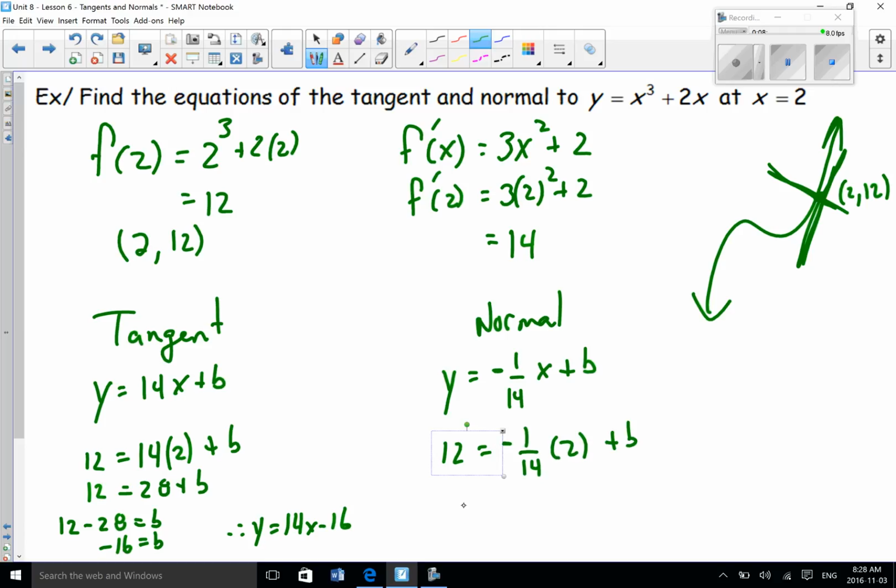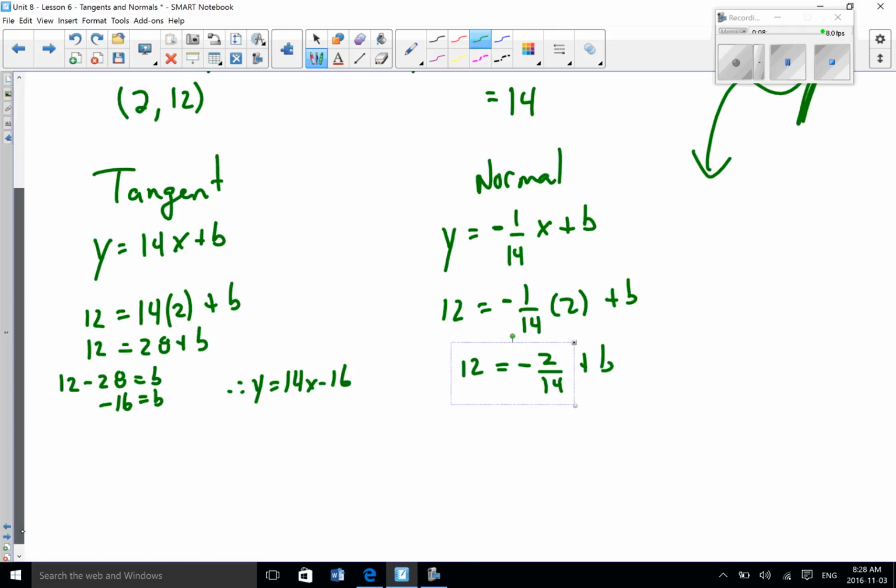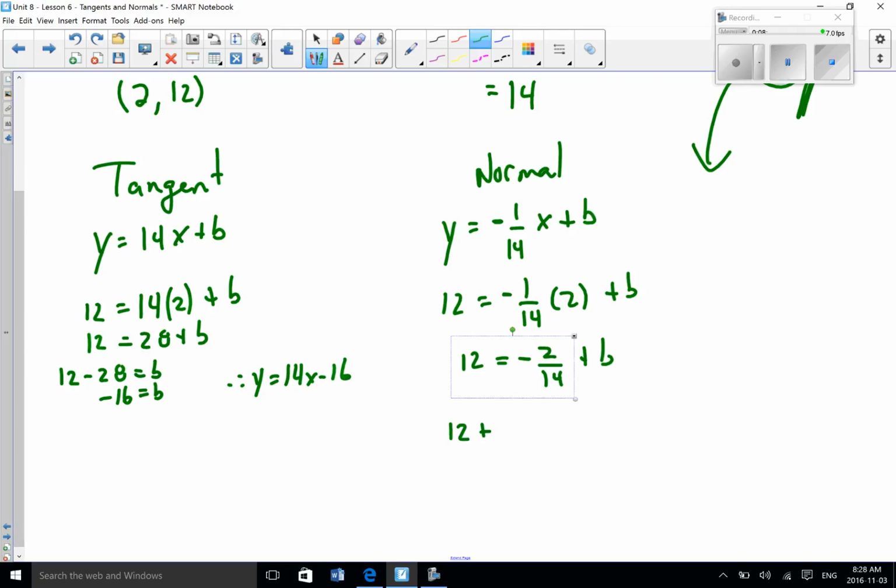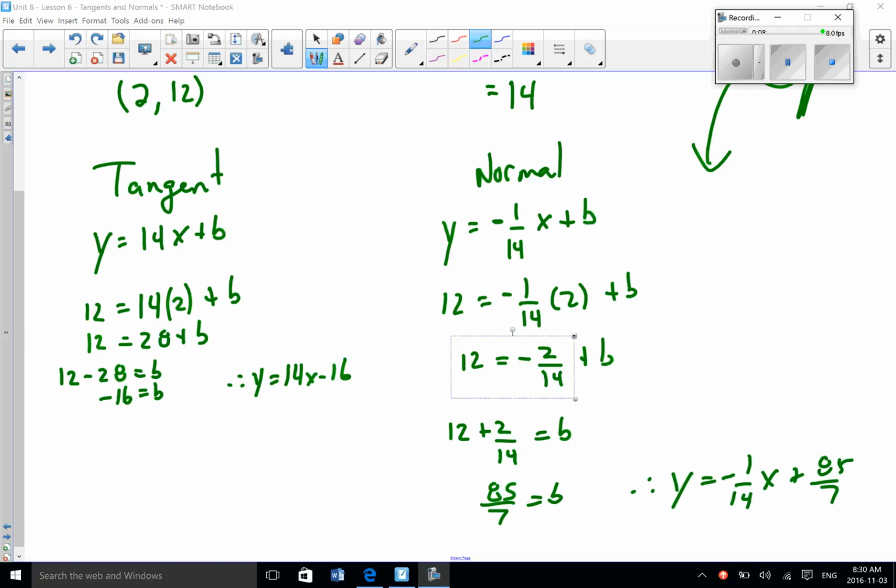And this one unfortunately has more fractions in it, but that's okay. Negative 2/14 plus b. So I end up with 12 plus 2/14 is b. If you use your calculator, that comes up to 85 over 7 for b. And so your normal is negative 1/14 x plus 85 over 7. Okay, so that's the basics.